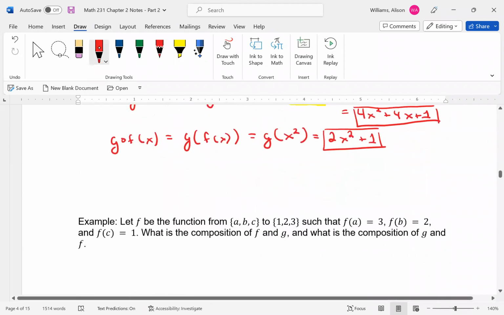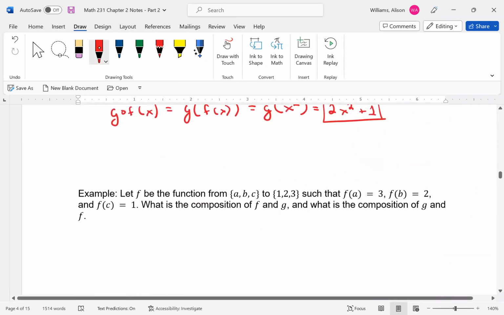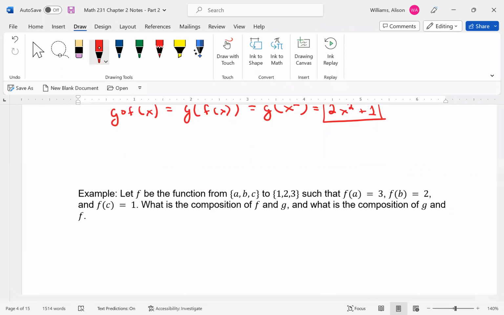Okay, let's look at some more exciting examples. This one is where we are doing the map from A, B, C into 1, 2, 3. Okay, and they gave us the map: F of A equals 3, F of B equals 2, F of C equals 1.